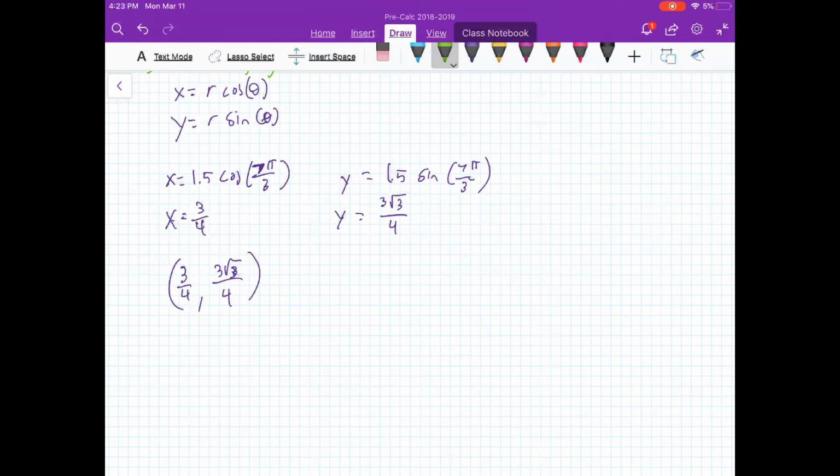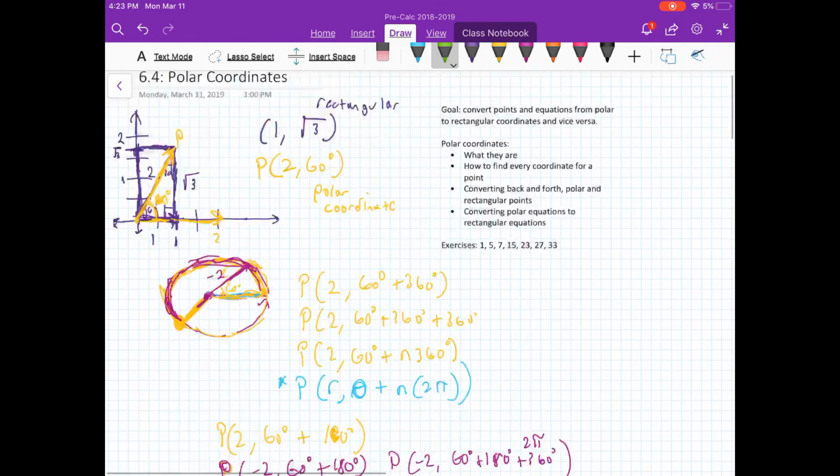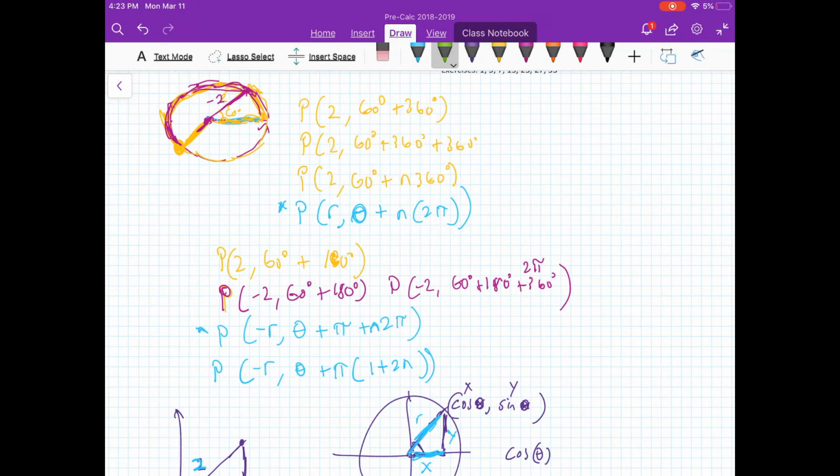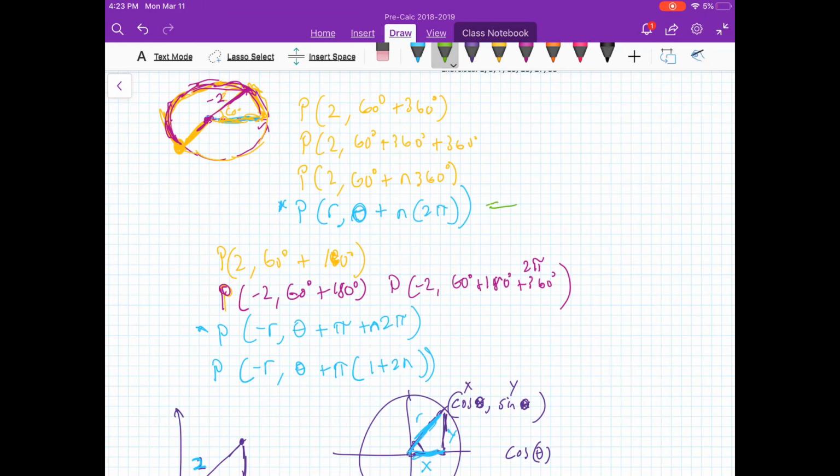Number 23 gives us this polar coordinate, and we need to find all of its possible polar coordinates. It gives us the coordinate where r equals 2 and theta equals pi over 6. There are a couple of things we can do. Remember, you can add 2 pi to anything and keep it the same. You can also add pi to it and make the radius negative, and then it would stay the same. We can do both those things here.